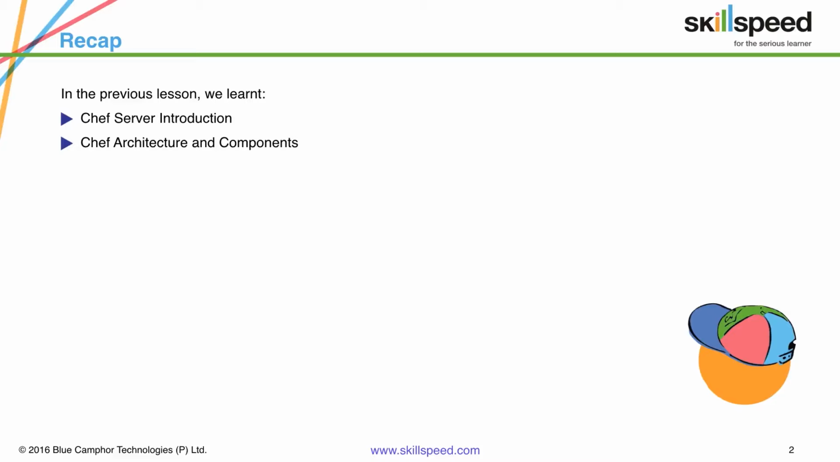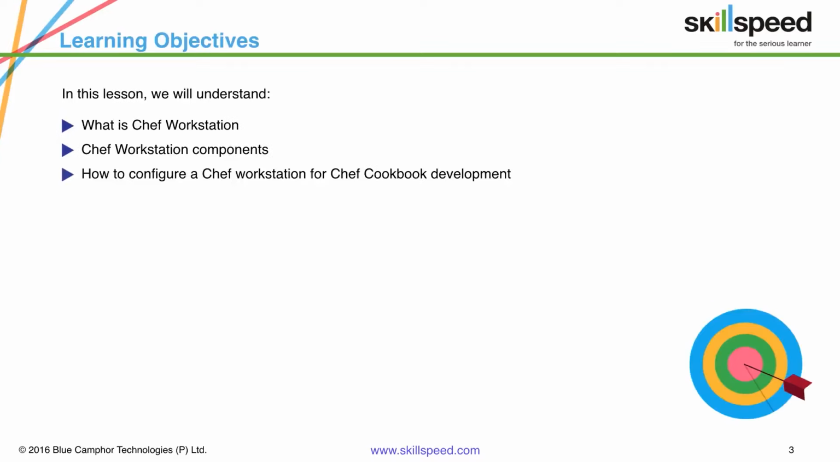In the last video, we spoke about Chef Server, its architecture and components, and then we saw how to install Chef Server on a local virtual machine. In this video, we will continue, and this time we will talk about the workstation, the components of a workstation, and how to configure a Chef Workstation for Chef Cookbook development.